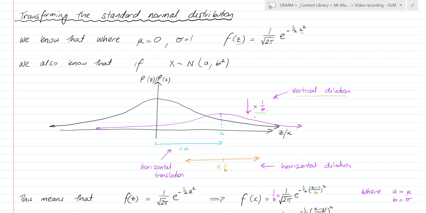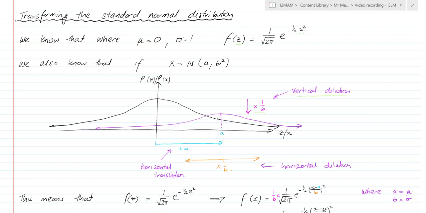So first of all, from the black graph, which is our z-score, our standard normal, the purple graph is a shift of A. Now, I've not really stated whether A is positive or negative, so let's assume it's positive. That's what I've drawn. You're shifting by A. The second graph, the orange one, is also a dilation of 1 on B.